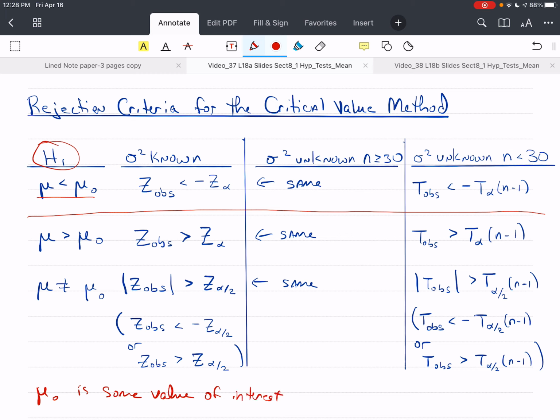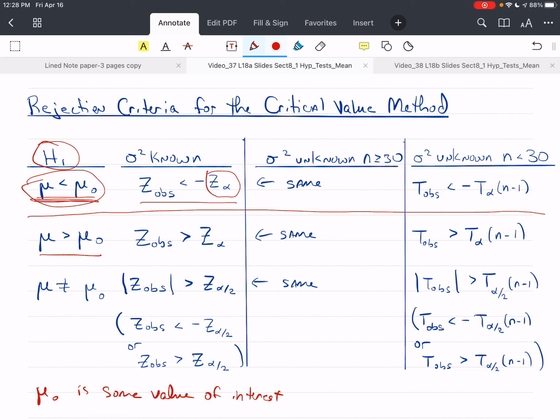And so if our claim is that mu, the true mean, is less than that value, then we'll only reject the null hypothesis in favor of this alternative hypothesis if the observed value of the test statistic is less than the negative of z sub alpha. Z sub alpha is the critical value and is always positive. We may have called it z naught in the confidence interval, but this will be a little different because it's z sub alpha.